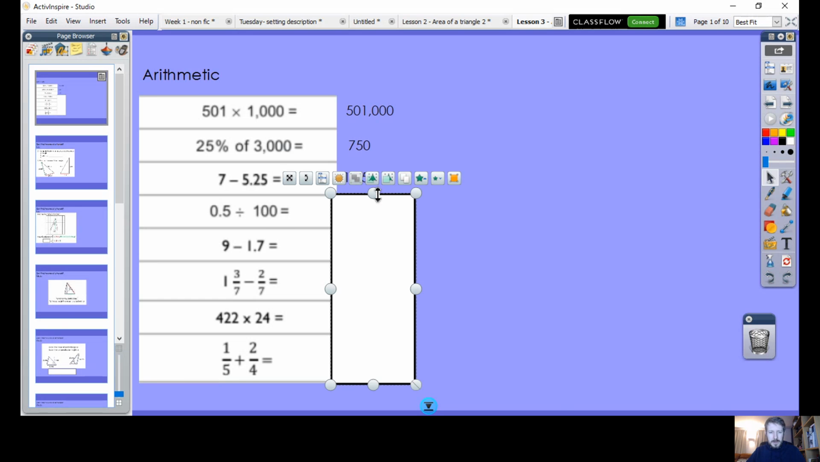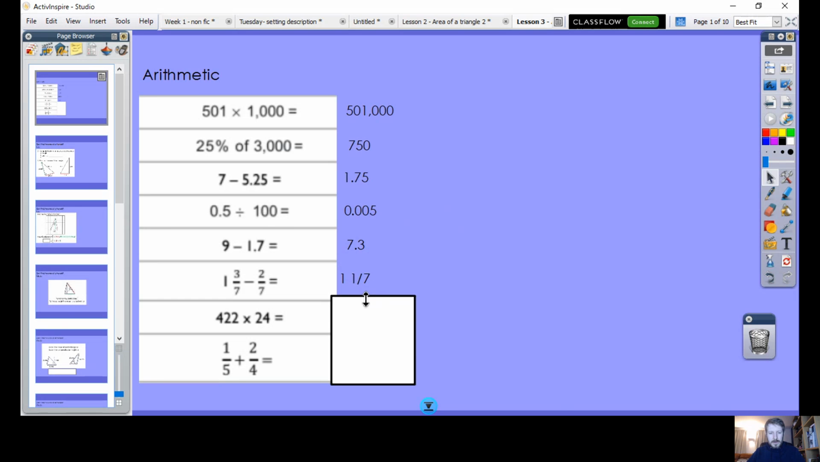0.5 divided by 100, 0.005. So the digits, the 5 will move 2 places to the right. So it goes from the tenths to the thousandths place. 9 take away 1.7 is 7.3. 1 3/7 take away 2/7 is 1 1/7.